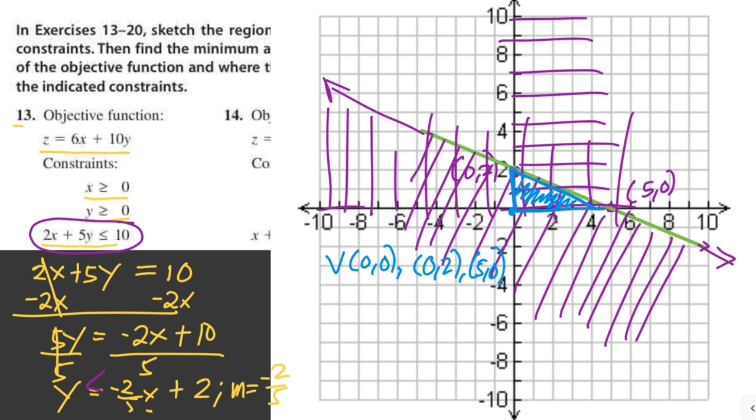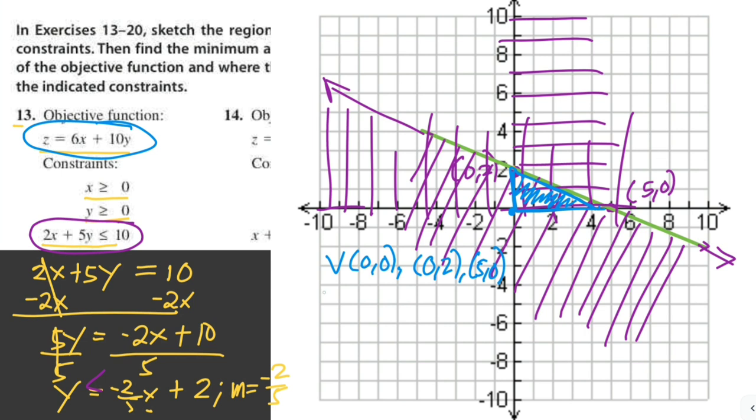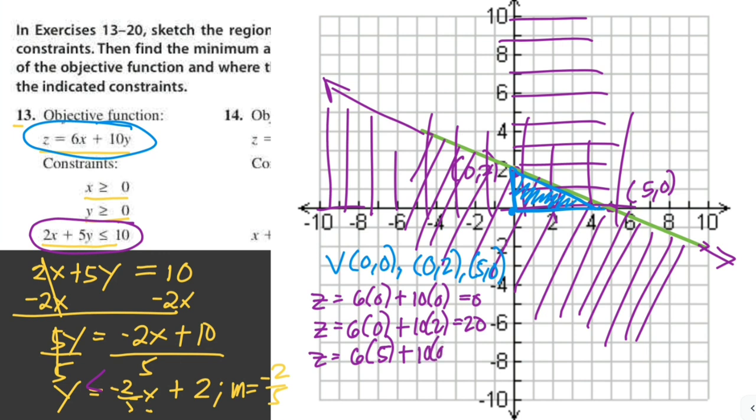And now let's try to plug in these values to our objective function, which is z equals 6x plus 10y. So that would be z equals 6 times 0 plus 10 times 0. So this is 0. Then z equals 6 times 0 plus 10 times 2, and this is just equal to 20. And then z is equal to 6 times 5 plus 10 times 0.